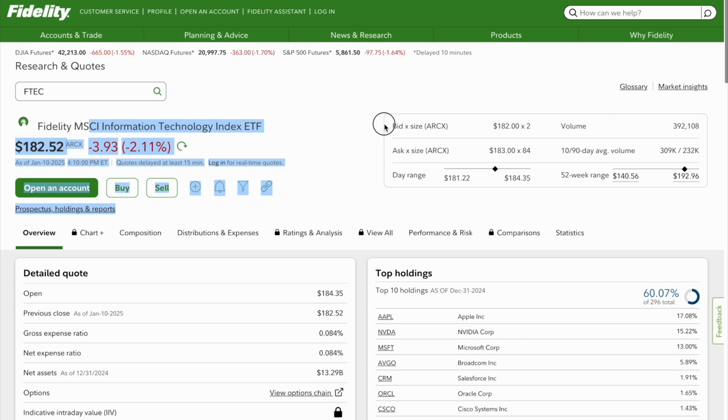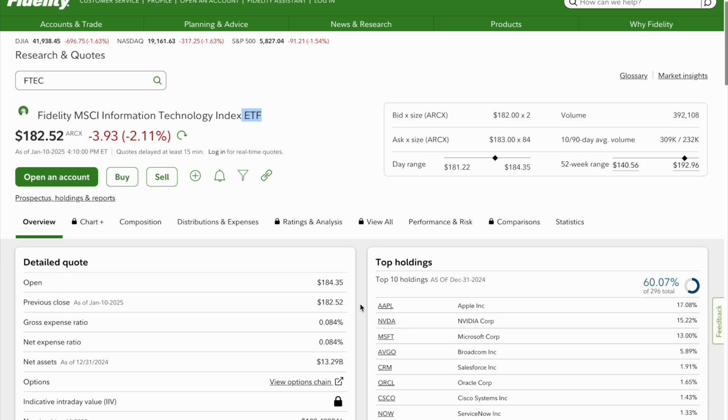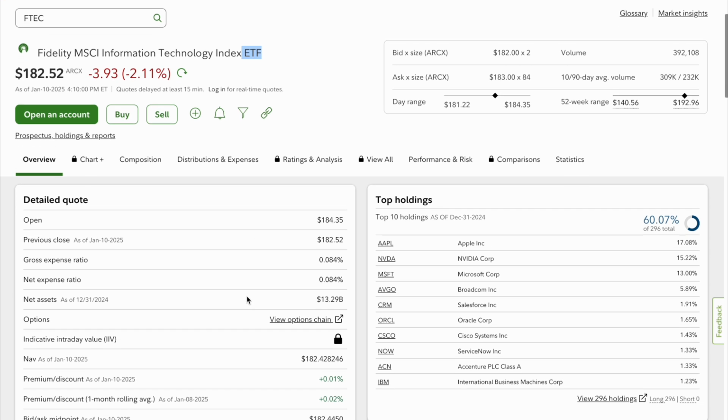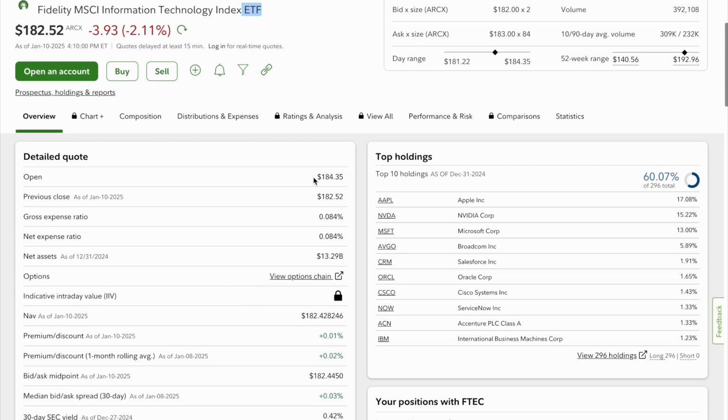Now let's take a look at FTEC. This is a different type of investment vehicle. It is an ETF, it's not an index fund, and you are able to buy and sell this during market hours compared to FSELX, where you can only buy and sell at the end of the closing day. But let's start off with the overview here. FTEC is rated at $184 a share compared to FSELX, which is in the $30 range.